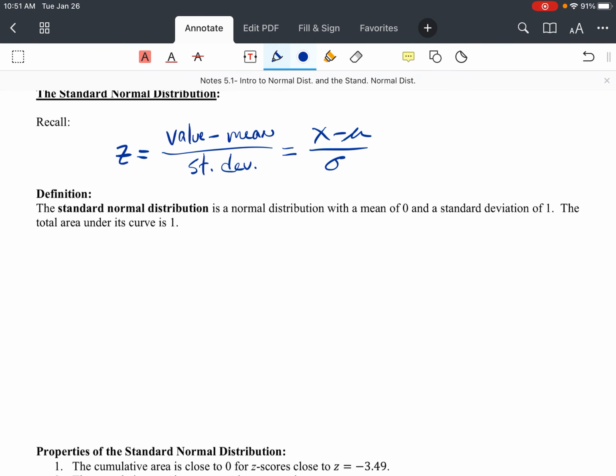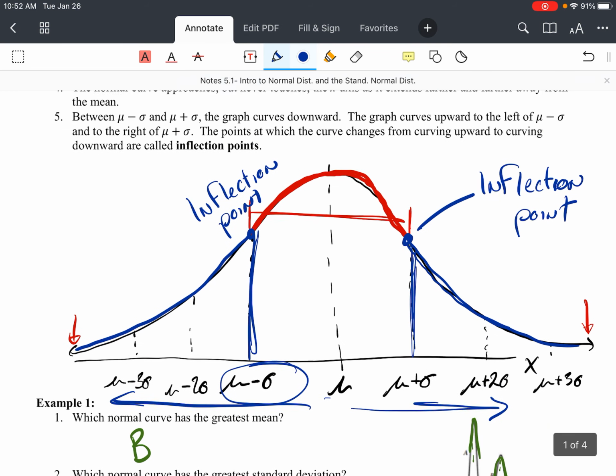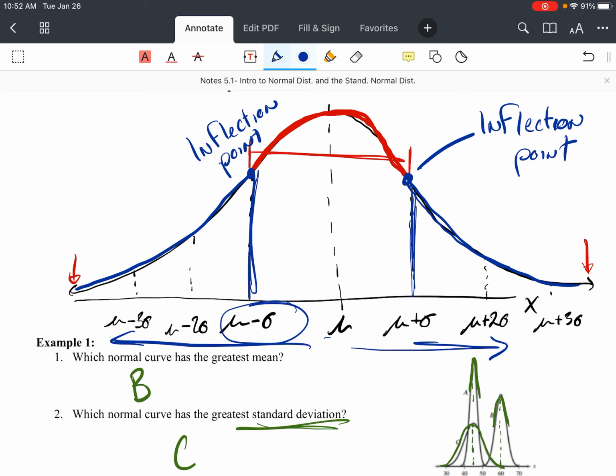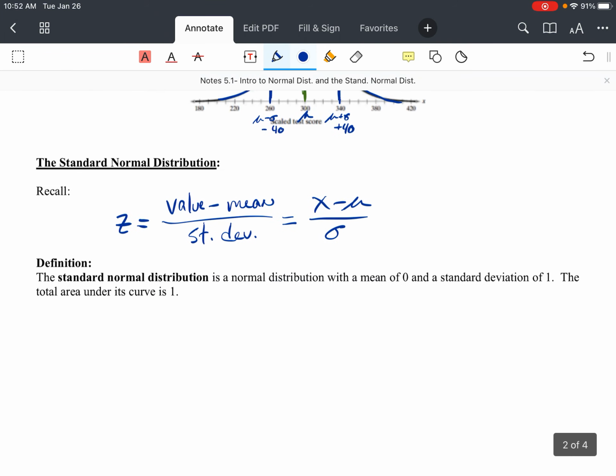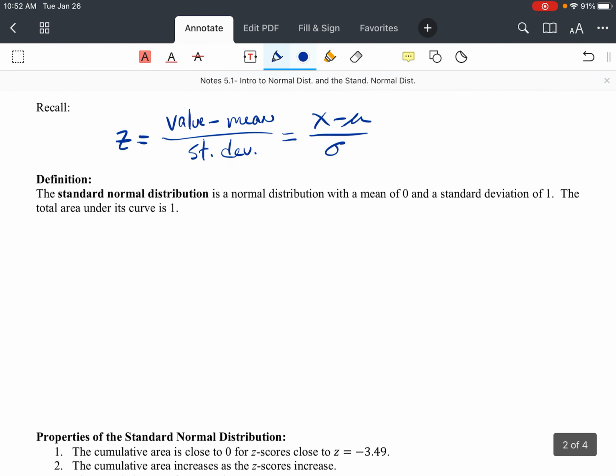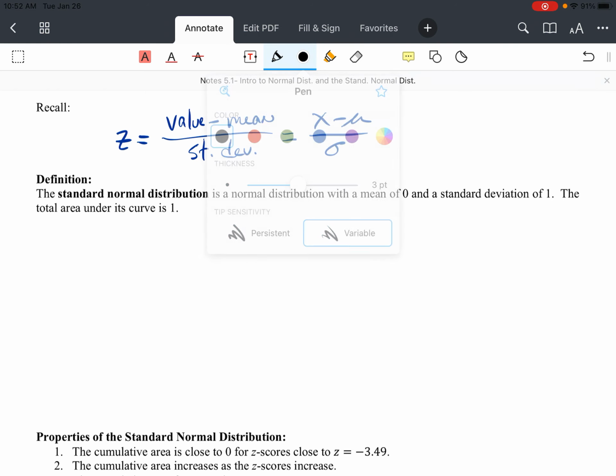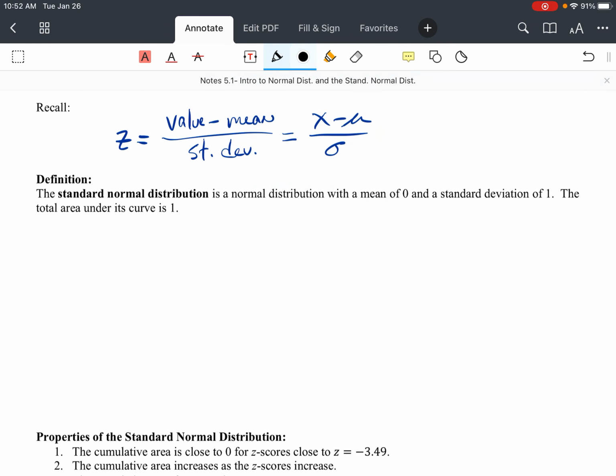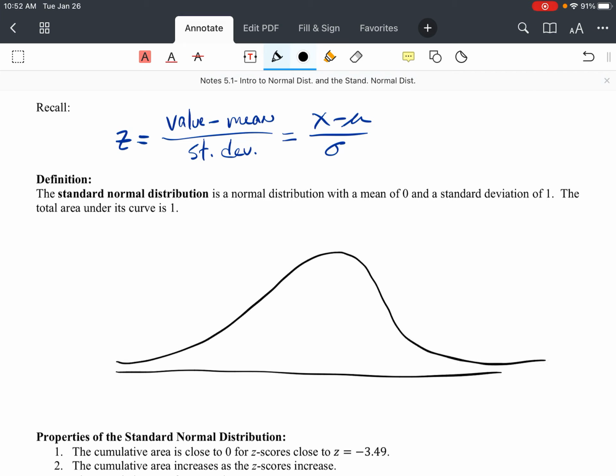Okay, so let's go ahead and talk about another definition. It says the standard normal distribution is a normal distribution with a mean of 0 and a standard deviation of 1. The total area under the curve is still 1. So this is actually going to look exactly like this first graph that we talked about. However, the average in this case is actually going to be 0. And this is one that we will talk about quite a bit.